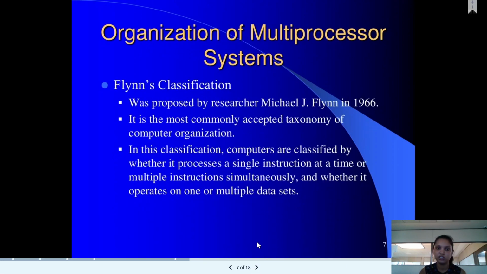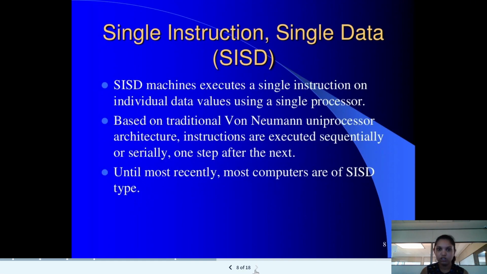Organization of multiprocessor systems. Flynn was someone who gave its classification, and it was proposed by Michael J. Flynn. It is the most commonly accepted taxonomy of computer organization. In this classification, computers are classified by whether they process a single instruction at a time or multiple instructions simultaneously, and whether they operate on one or multiple data sets. So, according to Flynn's classification, there are four types.